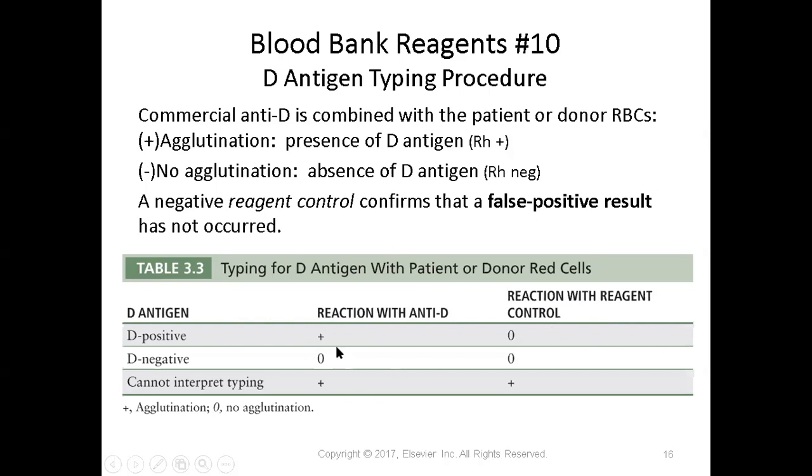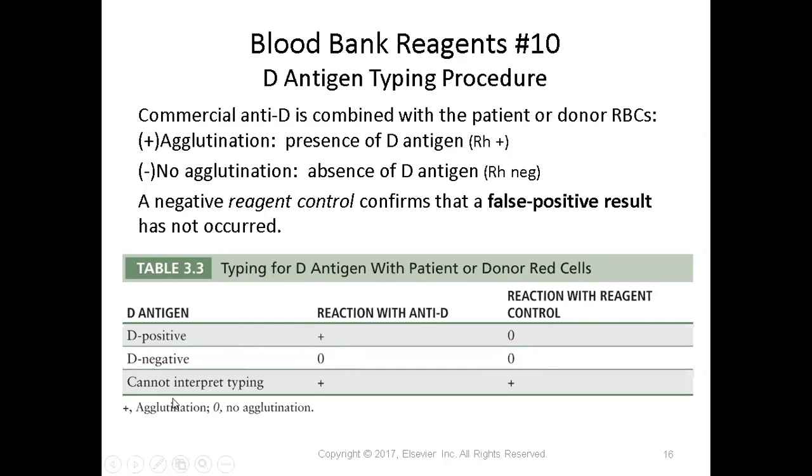Okay, so what that means is that the agglutination that occurred in this tube is truly due to the patient reacting with the antibody against D. They're not reacting with the albumin diluent. Okay, when someone is truly negative, we would expect to see a negative with the anti-D and a negative with the reagent control. Okay, no problems there.